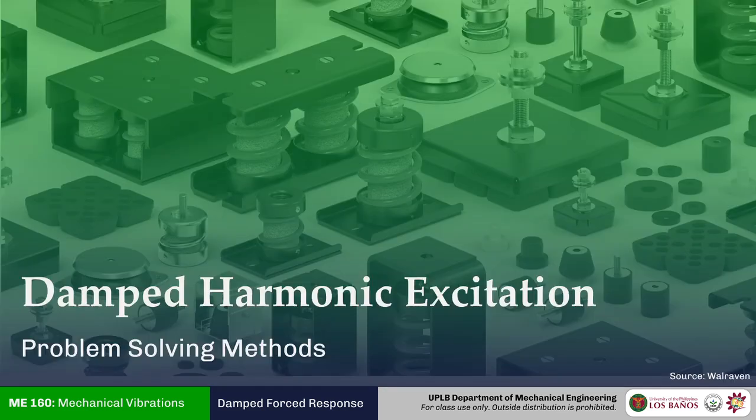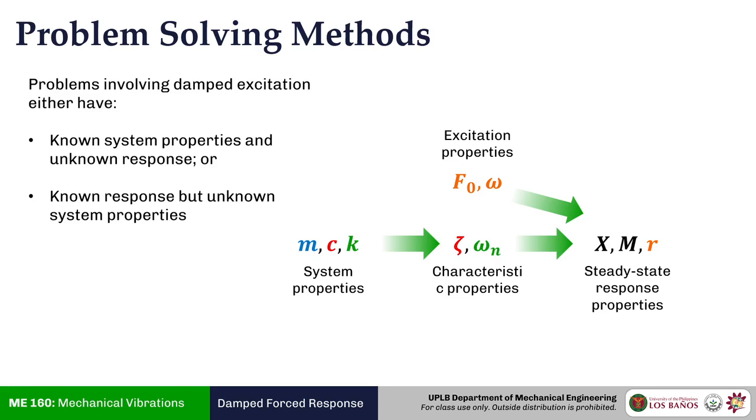So yeah, problem-solving methods for damped harmonic excitation. So kadalasan, when we encounter harmonic excitation problems, the flow of our solution can be one in two ways. Pwede na meron kang system properties, meron kang excitation properties, and kailangan mo palabasin yung steady state response. Pwede ganun. Pwede rin pabaliktad. Meron kang steady state response properties like X, M, or R, tapos kailangan mo palitawin yung system properties or maybe yung excitation properties din.